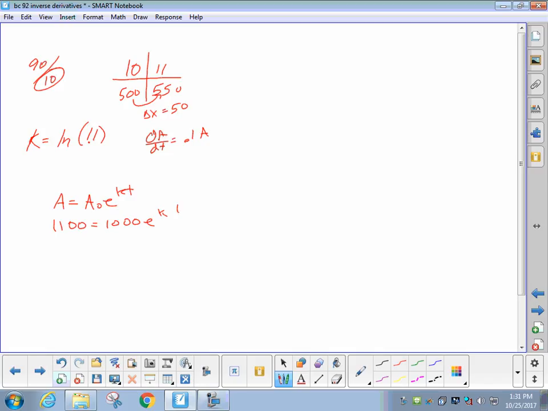Okay, the case: e to the k times 1. Yes. So 1.1 equals e to the kt. Natural log of 1.1 equals kt, k times 1 rather, sorry. So k is natural log of 1.1. Yeah, but if you do that, it's less, like 0.09-something. So how can both ways be true? This feels like it's not right.